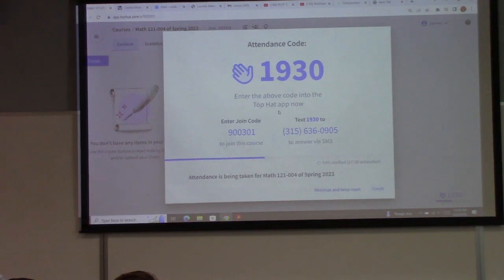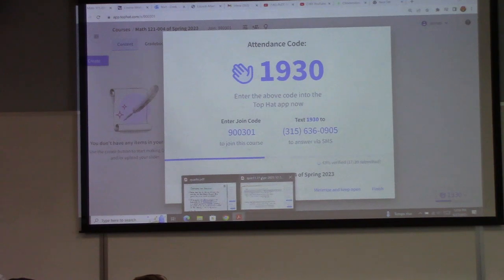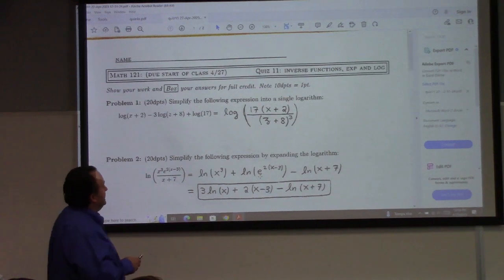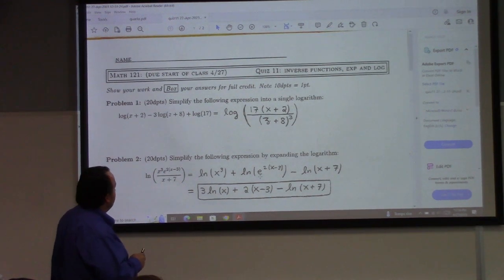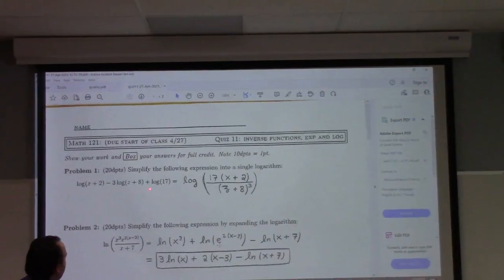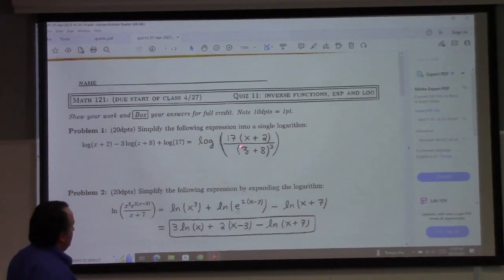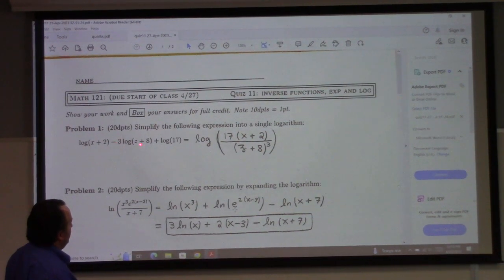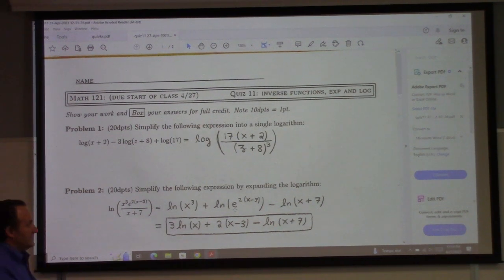Very good. Let's start by looking at the solution to this thing. All right, so first of all, simplify the following expression into a single logarithm. So basically, I have log of 17 plus log of x plus 2. So those go together in the numerator, 17 times x plus 2. And then since I have a minus 3, that 3 becomes a z plus 8 cubed. And since it's a minus, it divides by. So that's problem 1.